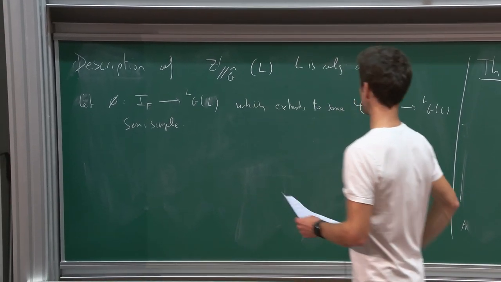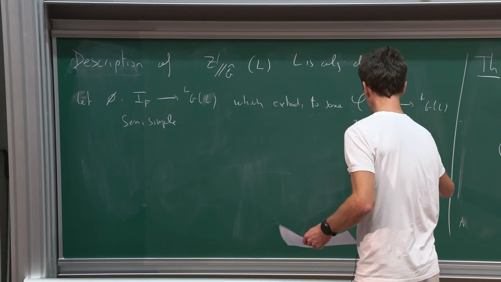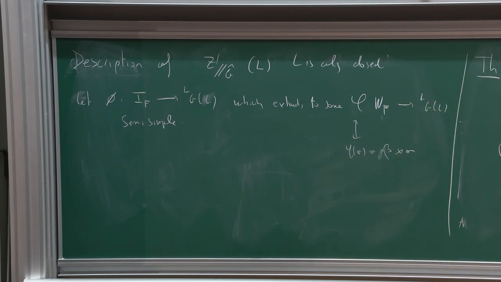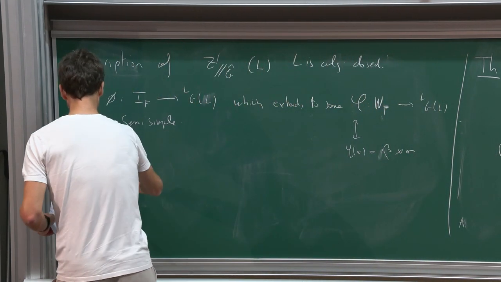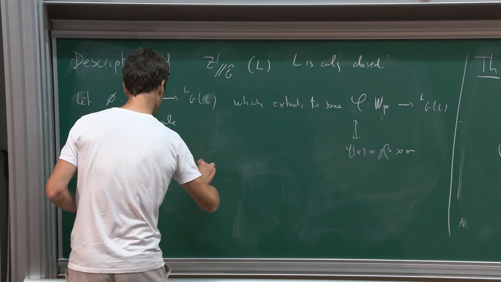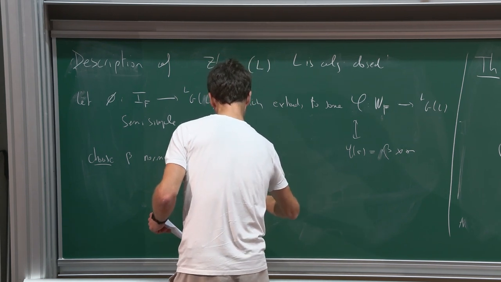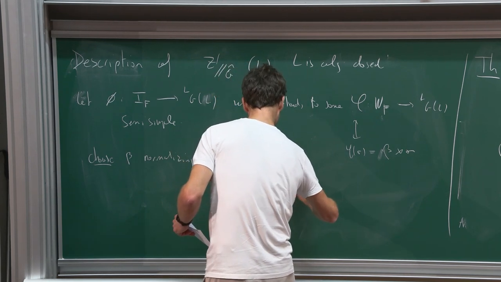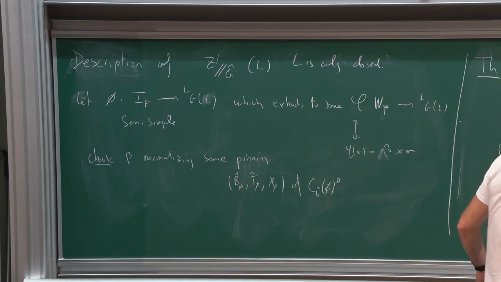And so which extends to some phi like this, then giving a phi is just giving a Frobenius, okay? So giving phi of sigma, which has the form beta cross sigma. And then maybe you can choose beta, normalizing some pinning. So pinning B phi, T phi hat and X phi of the connected centralizer.